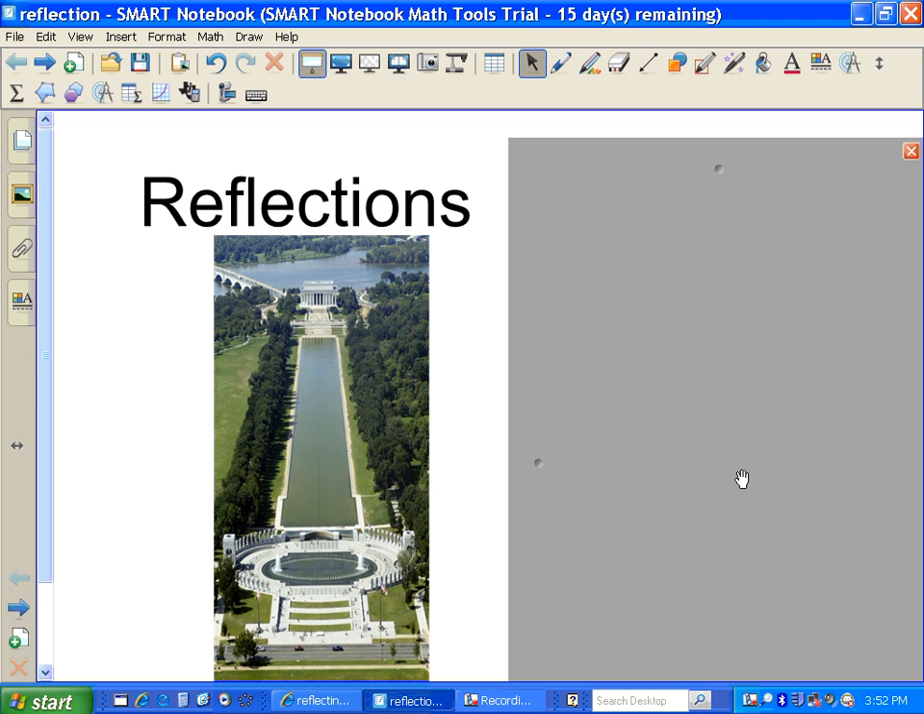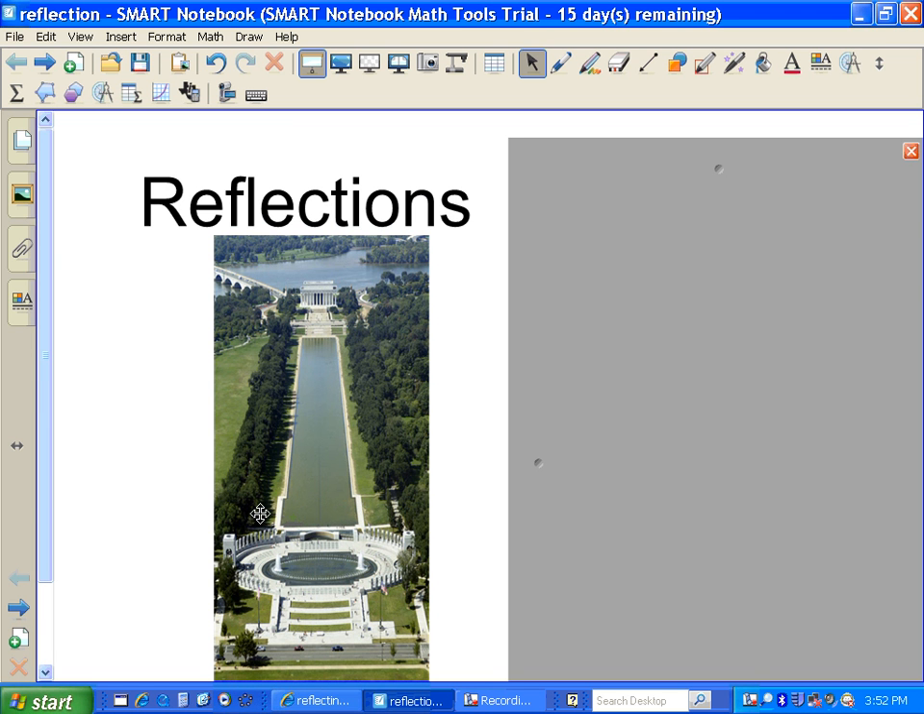So, a little more work with transformations in our coordinate geometry unit as we work our way through. Ears open for the mystery sound. As you can see from the screen, the topic is reflections.